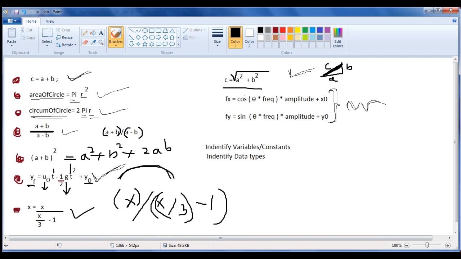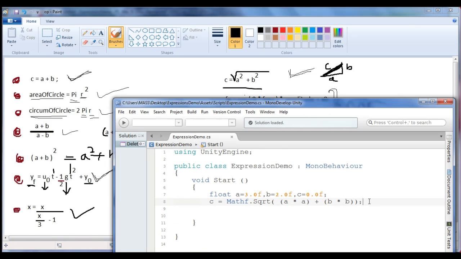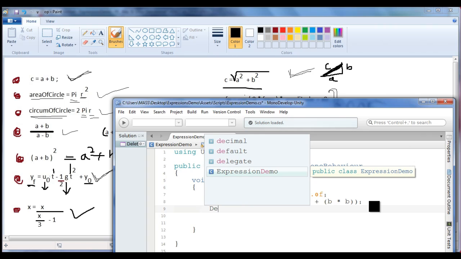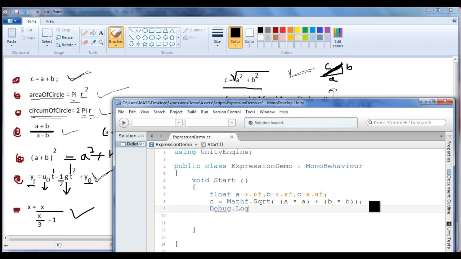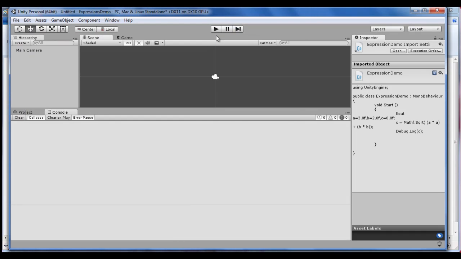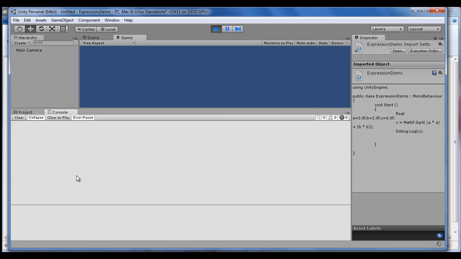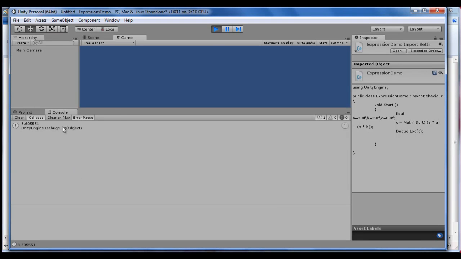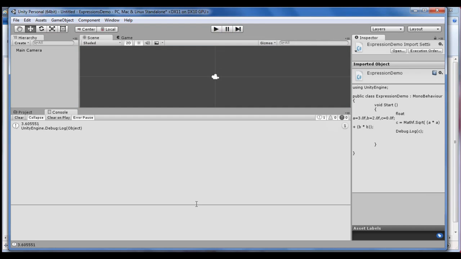Okay, and we converted it to the code. Now we can see Debug.Log. Let us save it, run and check. If I run the code, you will see the result as 3.60551 something.